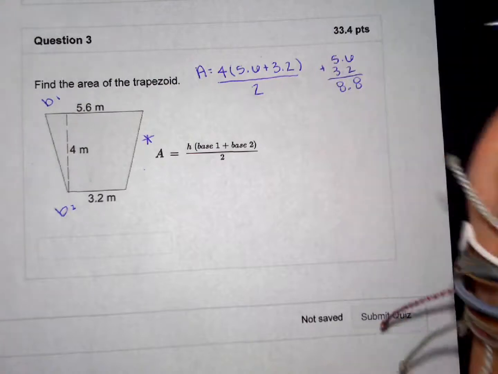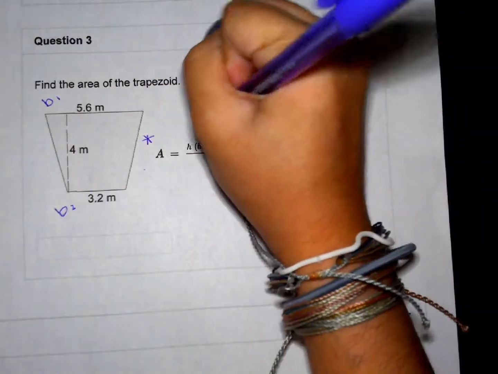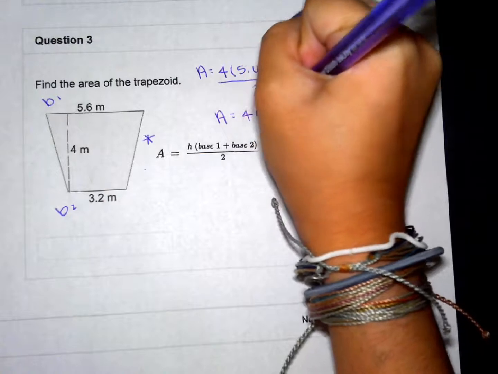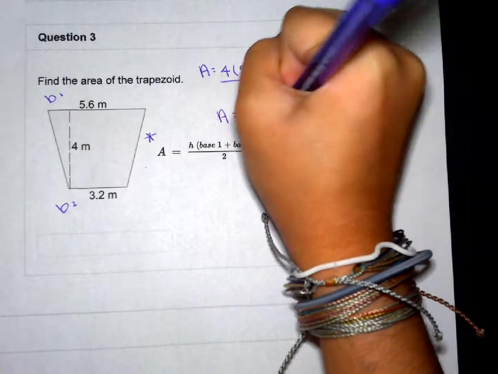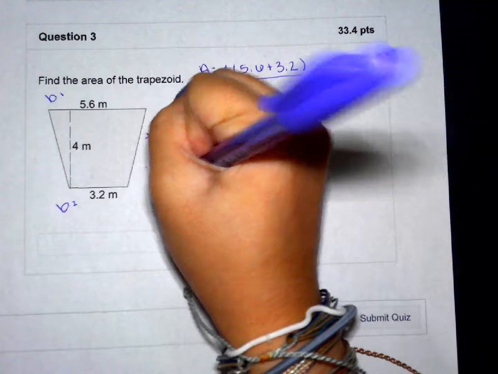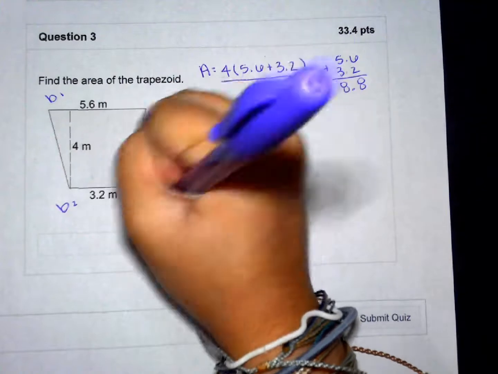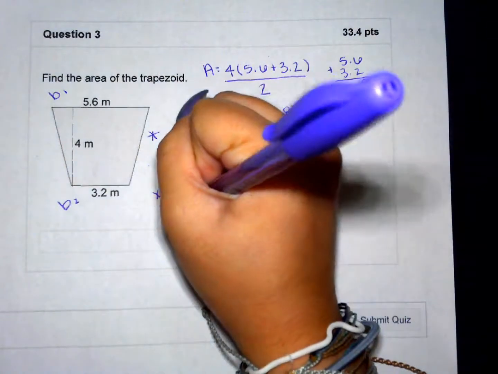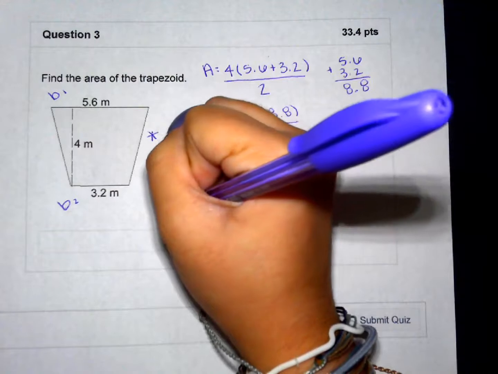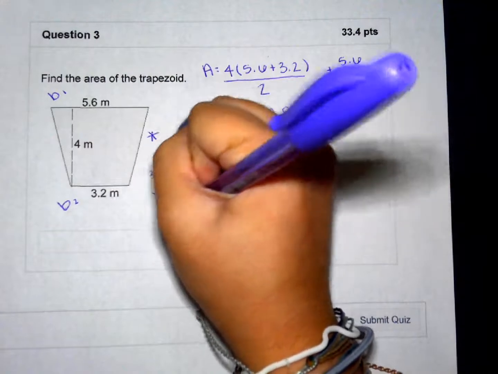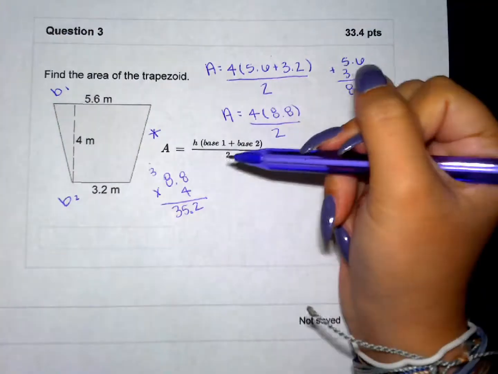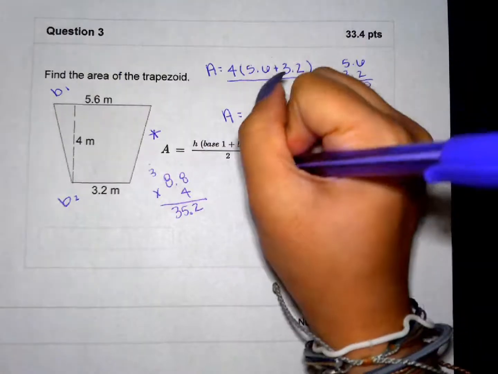Well, we can go ahead and substitute this back into the equation. So we have 4 times 8.8 divided by 2. So let's go ahead and do 4 times 8.8 over here. And we know 4 times 8 is 32. 32 plus 3 is 35. And since we have 1 decimal place, we put that right here. So we have 35.2. We can go ahead and substitute that back into the original equation.